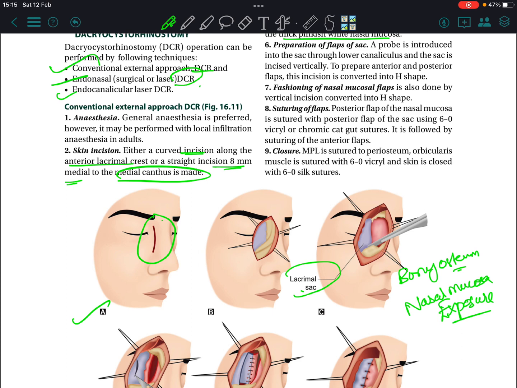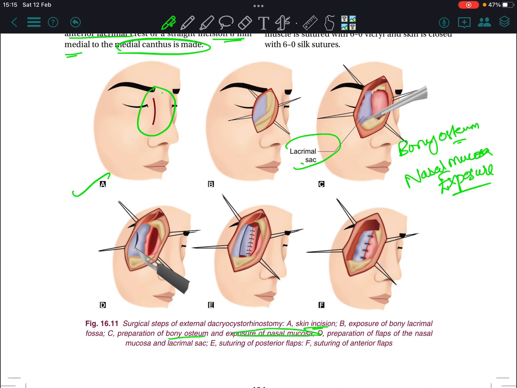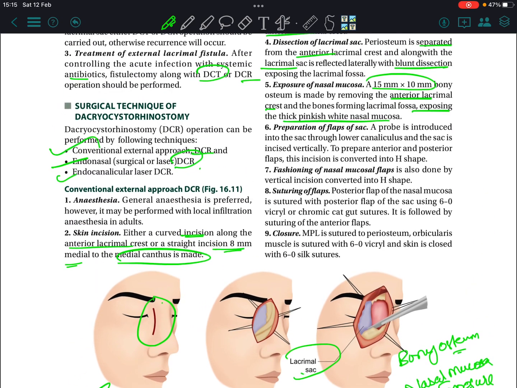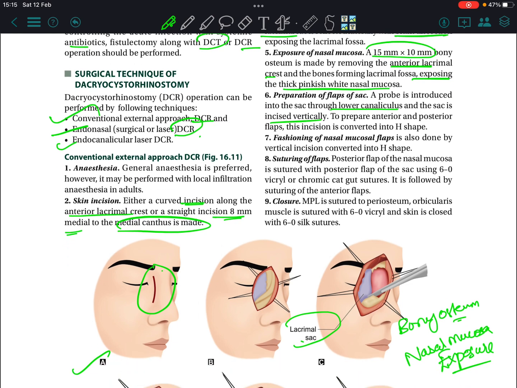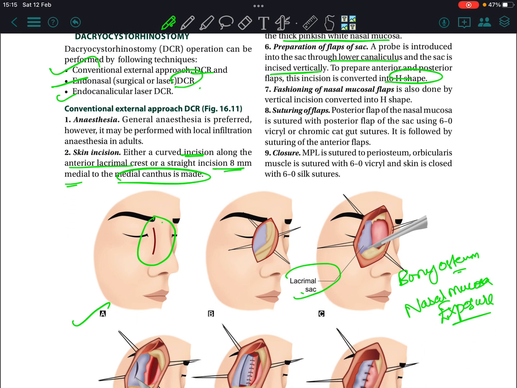Preparation of flaps of sac. A probe is introduced into the sac through the upper canaliculus and then through the lower canaliculus, and the sac is incised vertically. Then to prepare anterior and posterior flaps, this incision is converted into an H-shape. Fashioning of nasal mucous flaps is also done by vertical incision converted into an H-shape.